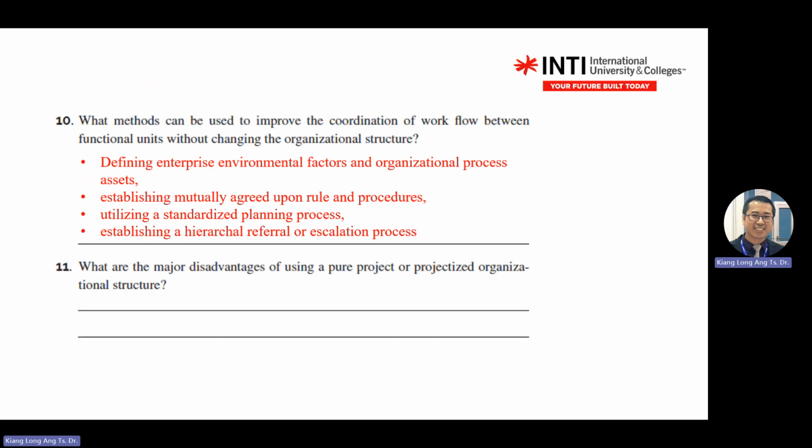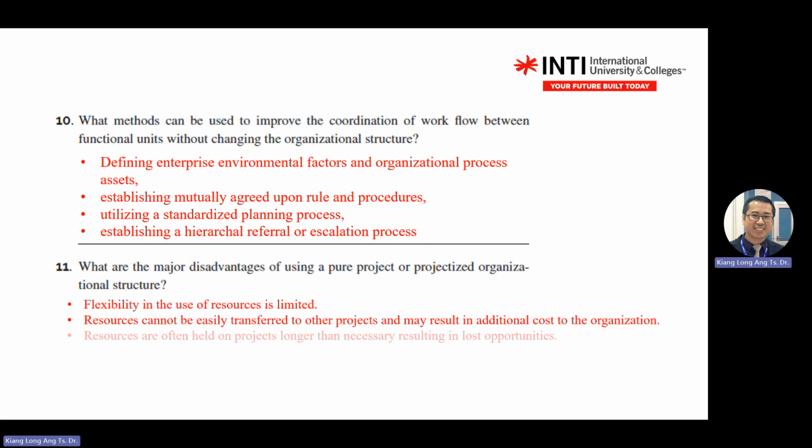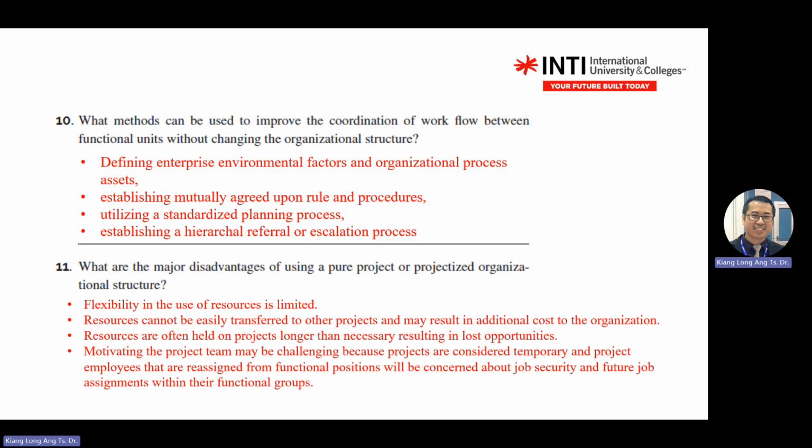What are the major disadvantages? This one is still asking you about the advantages and disadvantages of pure projects, or the project-based organization structure. The disadvantages will be all this. It is extracted from the handbook and also from the PowerPoint slides.